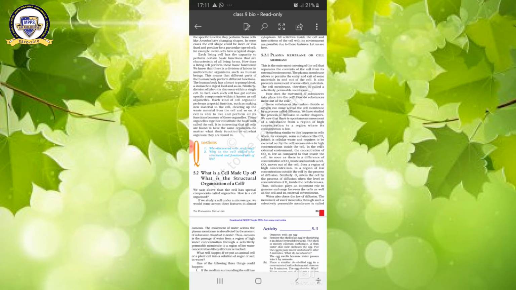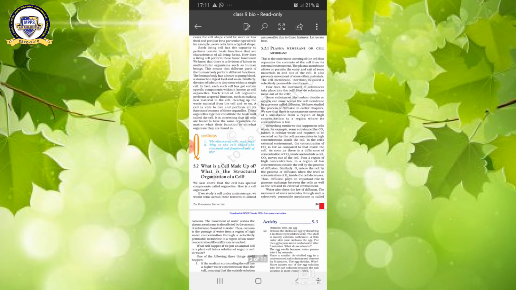It is interesting that all cells are found to have the same organelles no matter what their function is or what organism they are found in. So next, what is a cell made up of? What is the structural organization of a cell?